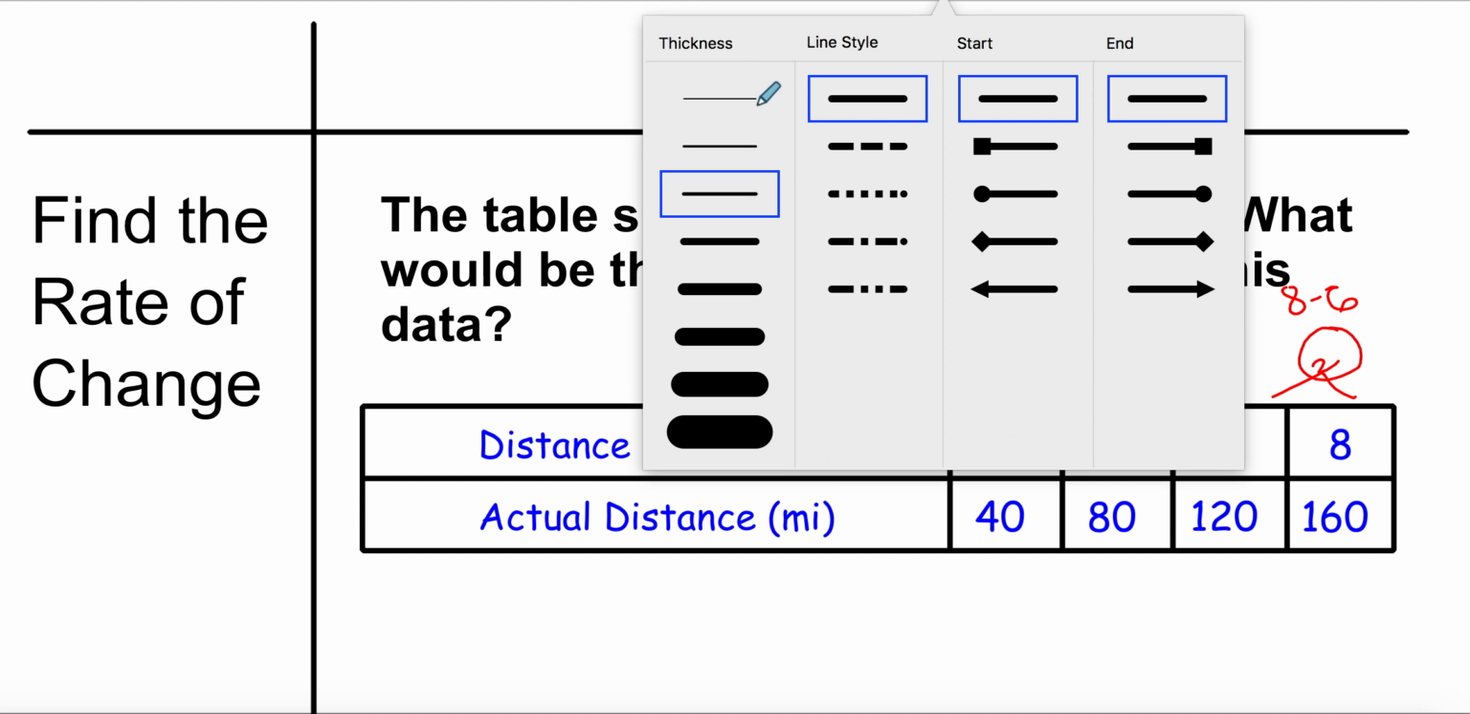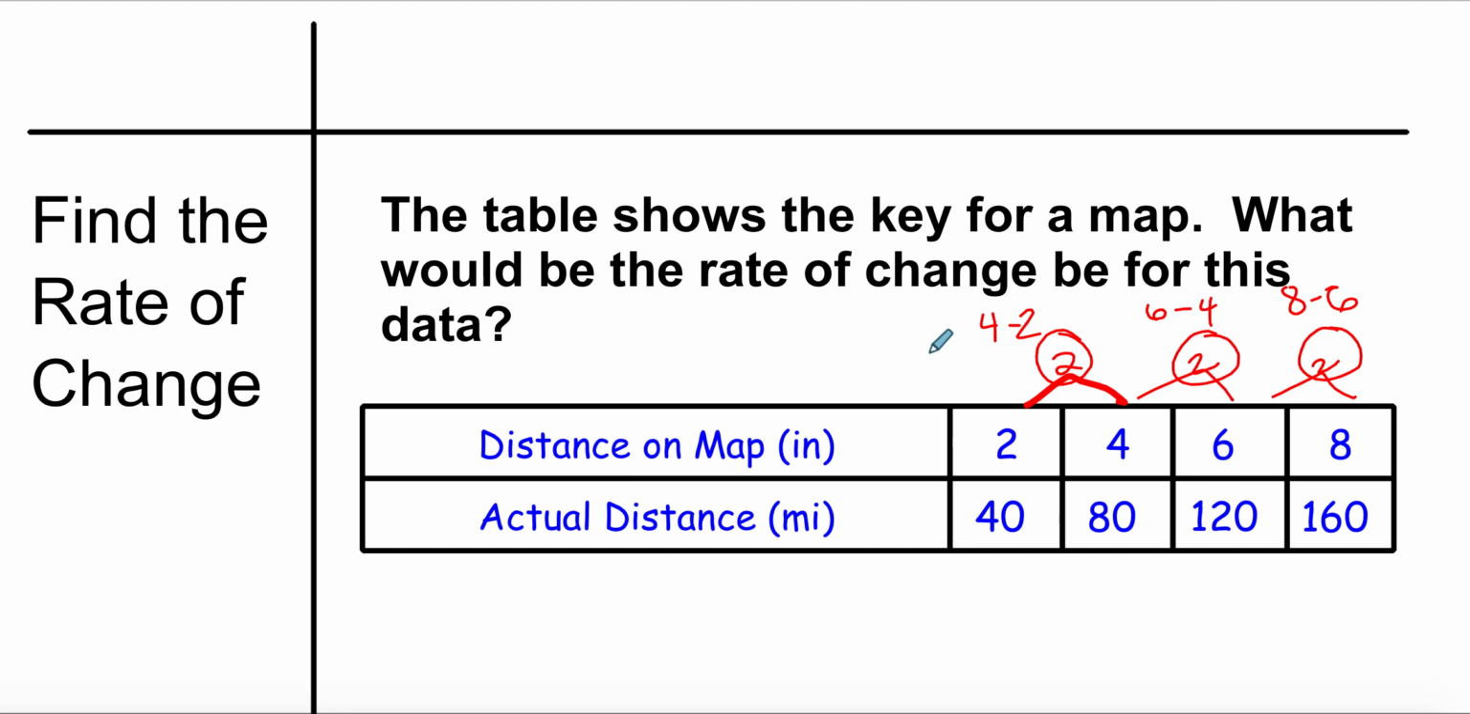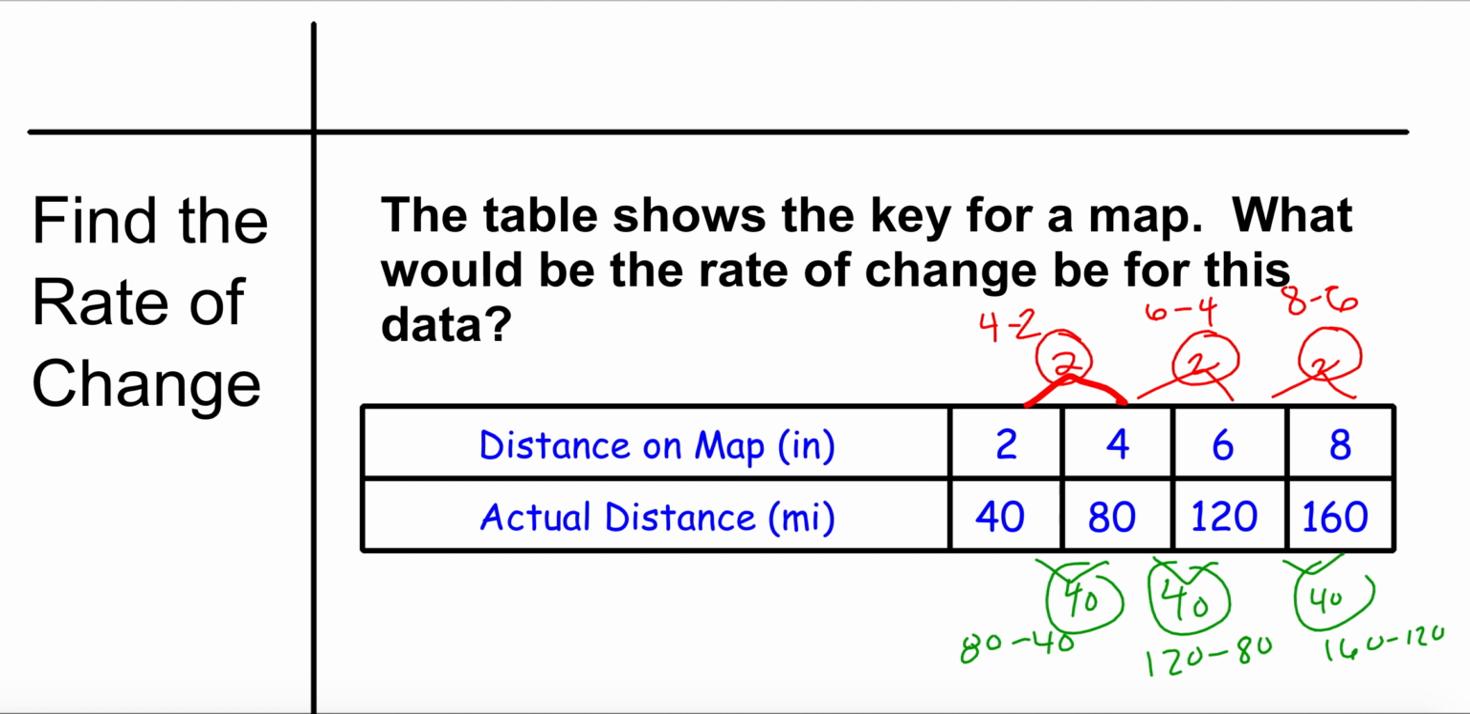Now I need to do the same thing for the other numbers on the bottom so I can be able to create my rate of change. So on the bottom here, I want to take the 80 minus the 40, and that's 40. From here to here, I go 120 minus the 80, and that is 40. And last but not least, 160 minus 120, and that is 40.